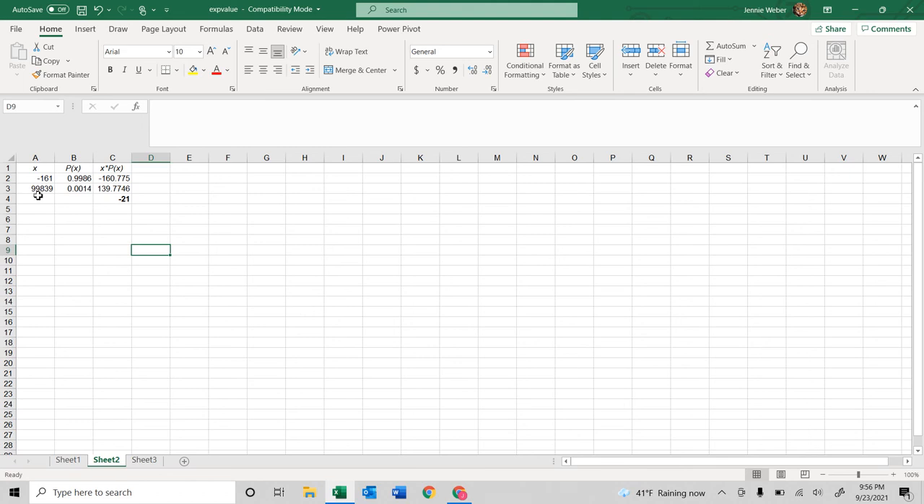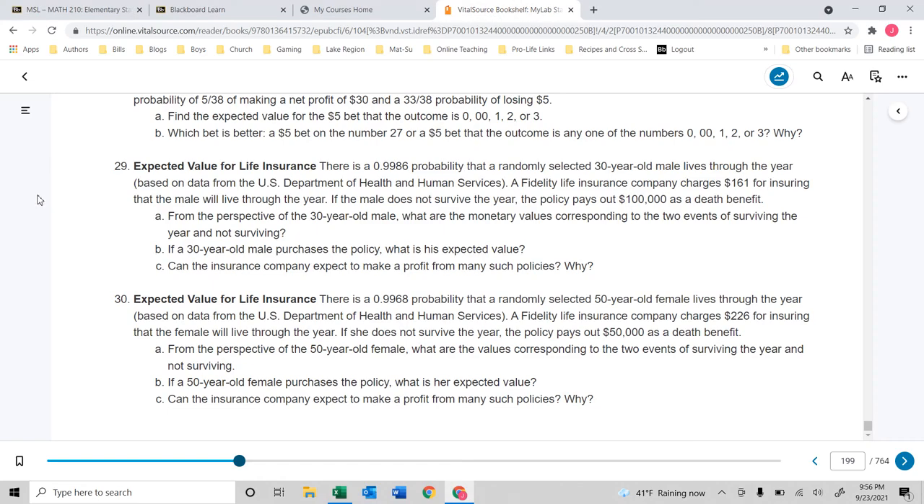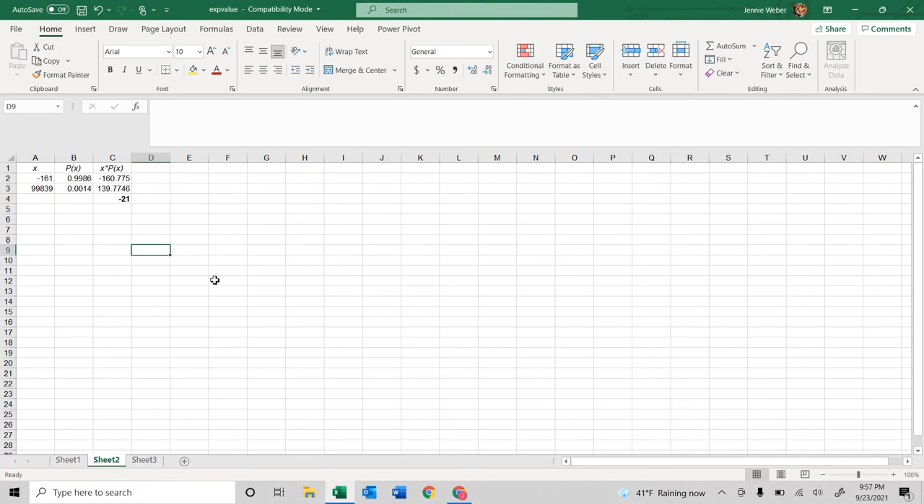And that takes into account that obviously some 30-year-old males will die. But this means that the life insurance company, for part C, will expect to make a profit. Because yes, they might have to pay out one or two, but they're going to make all these $161s. It's going to even out, and they're going to come out $21 ahead. Each male approximately loses $21 on every one, factoring in the one or two who die.